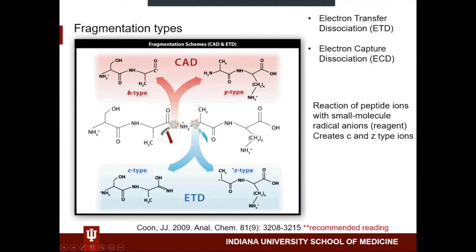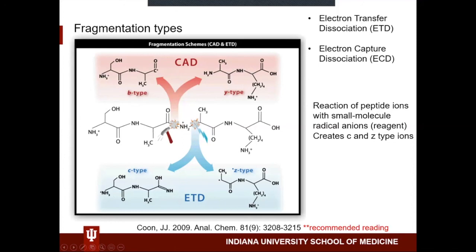The other most common type of fragmentation scheme is electron transfer dissociation or electron capture dissociation. So in this case, there's some reagent that is added instead of the neutral gas like we're using for CAD or HCD. There's some anionic small molecule reagent that creates radical bond breakage and creates these C and Z type ions. It's breaking this N-C alpha bond, and both even and odd electron product ions are produced.